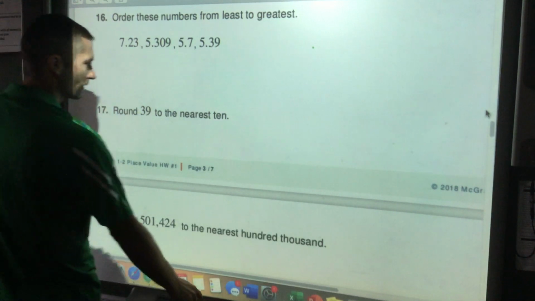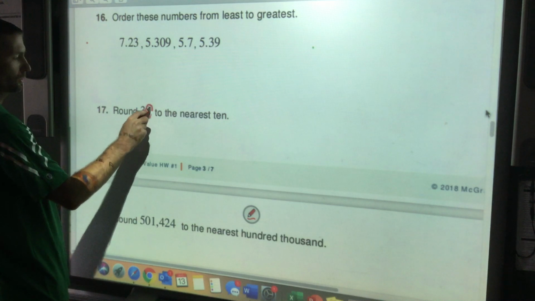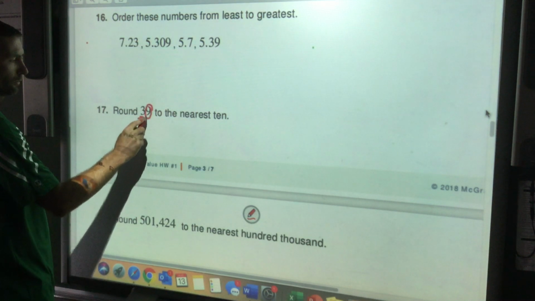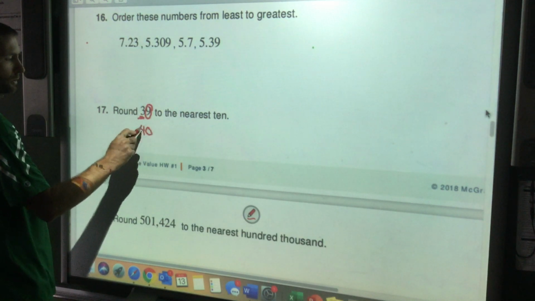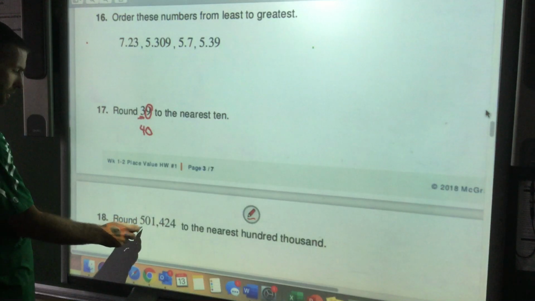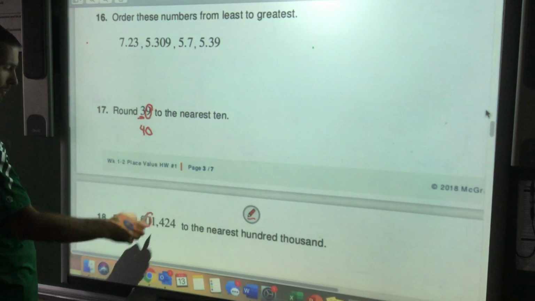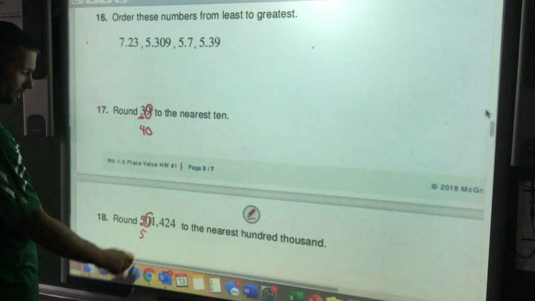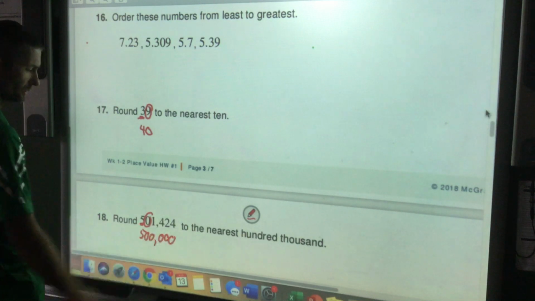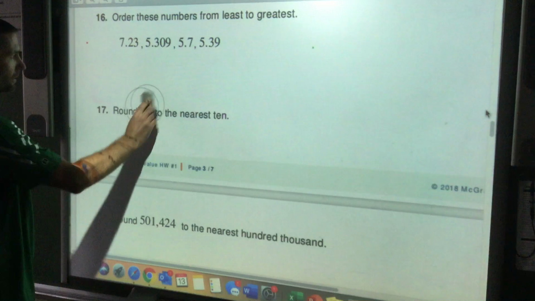Round 39 to the nearest 10. Locate your number, look right next door. 5 or higher, add one more. 4 or lower, just ignore. So we're adding one more. Round these to the nearest 100,000. Locate your number, look right next door. 5 or higher, add one more. 4 or lower, just ignore. Now we're putting all the trailing place values at 0. Okay, that's 18. 2 more.